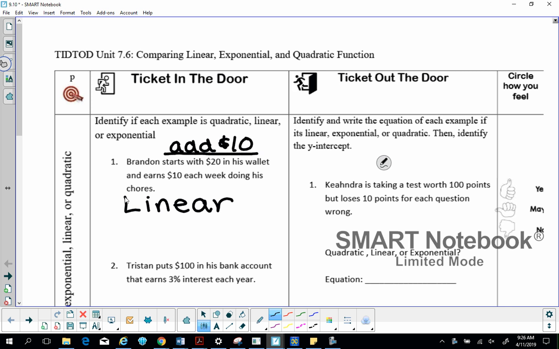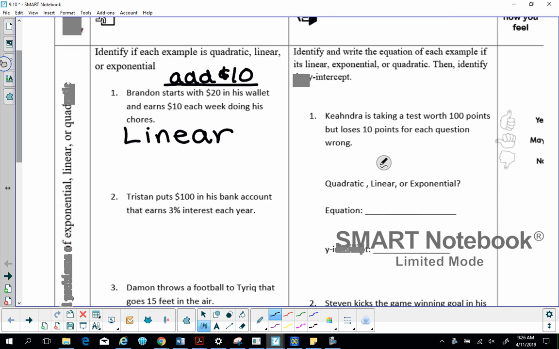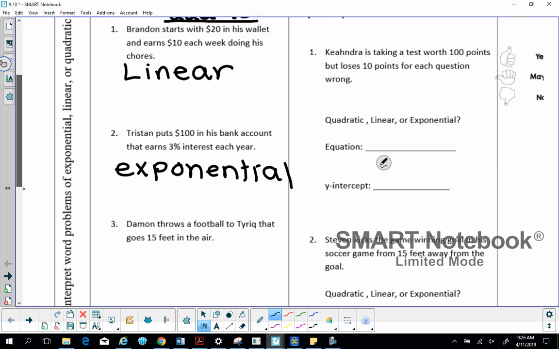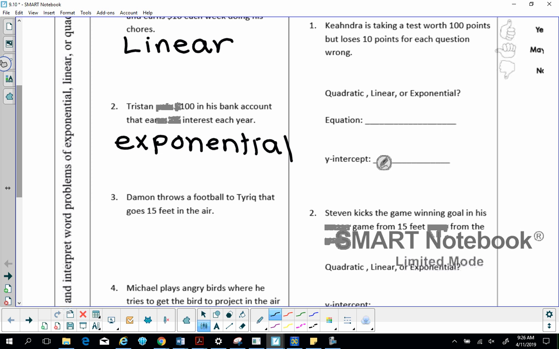Cool. Tristan, you're doing the next one. Tristan puts $100 in his bank account, earns 3% interest. He's not in here, so Victor, you're going to take this. What type of function is this? Linear, exponential, or quadratic? Exponential. So remember, when there's a percent, it's usually exponential because you're multiplying by its decimal.